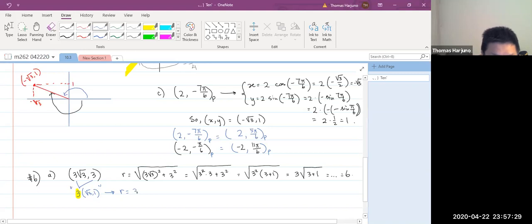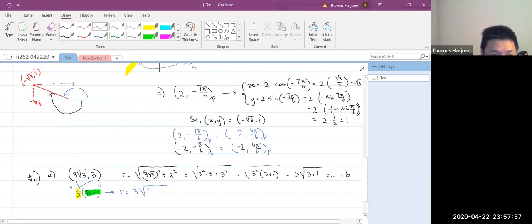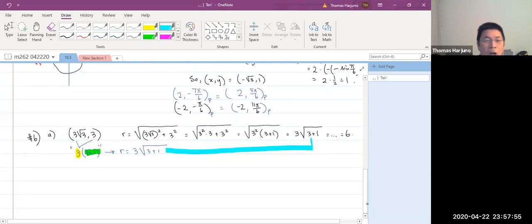So r equals 3 times the square root of what you have inside. Radical 3 squared is 3, 1 squared is 1. Now, I hope you see the parallel between what happened here and what happened here. A lot faster to compute the r. So the r is equal to 6. How about the theta? The theta is equivalent to tangent inverse of y over x.